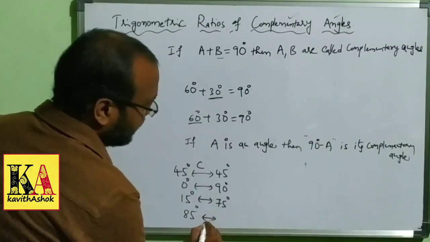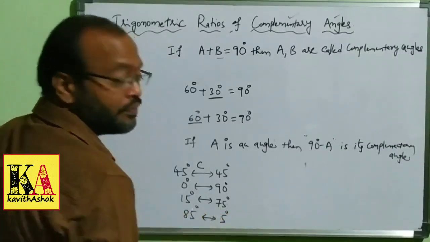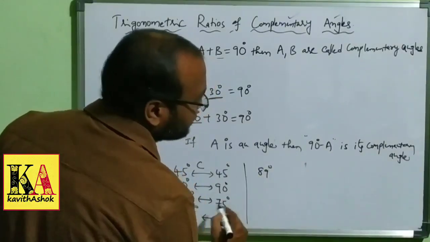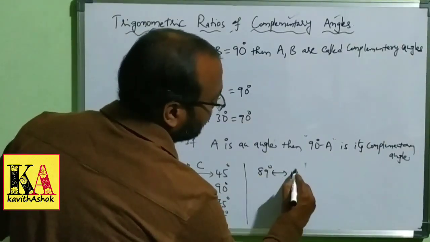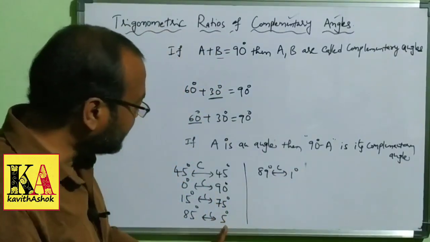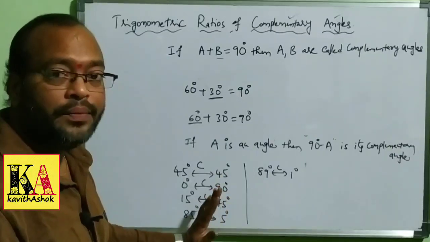Now, what is the complementary angle of 85 degrees? Simply 5 degrees. Now tell, what is the complementary angle of 89 degrees? Right, 1 degree is the complementary angle. If 5 is given, 85. If 85 is given, 5. So alternately, they become the complementary angles.